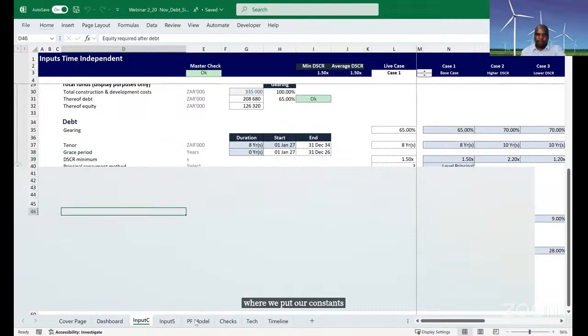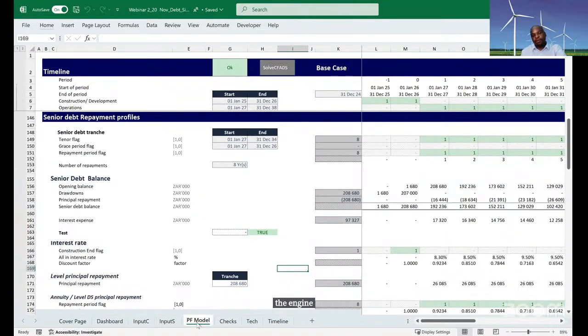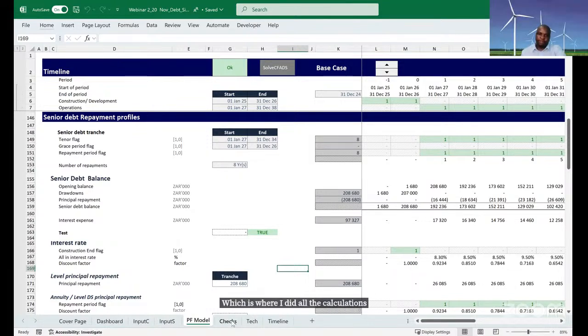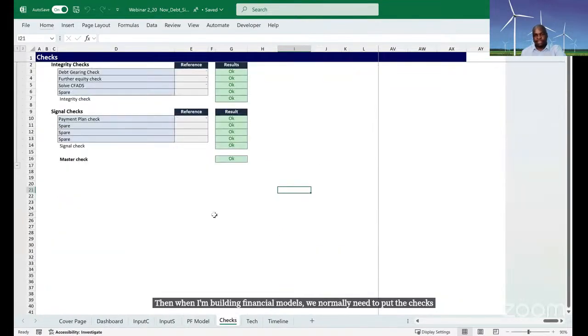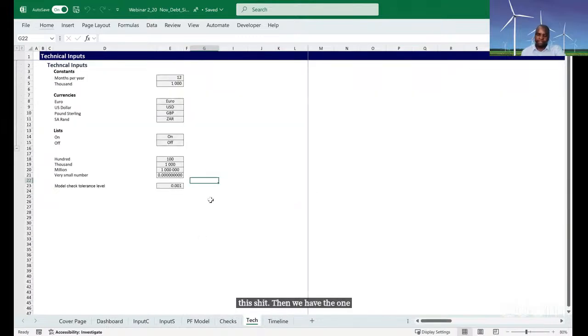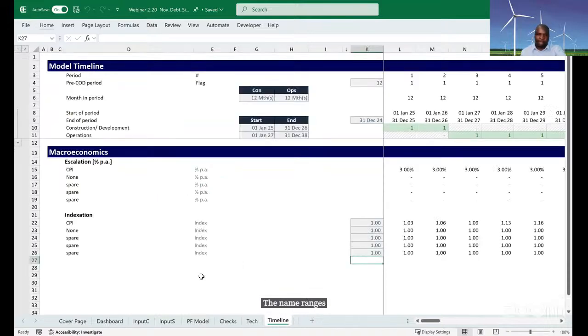Then we have the engine, which is where I did all the calculations. When I'm building financial models, we normally need to put the checks. So you see that this sheet is for the checks. Then we have the one for technical. This is just for doing the name ranges. Then we have our timeline.